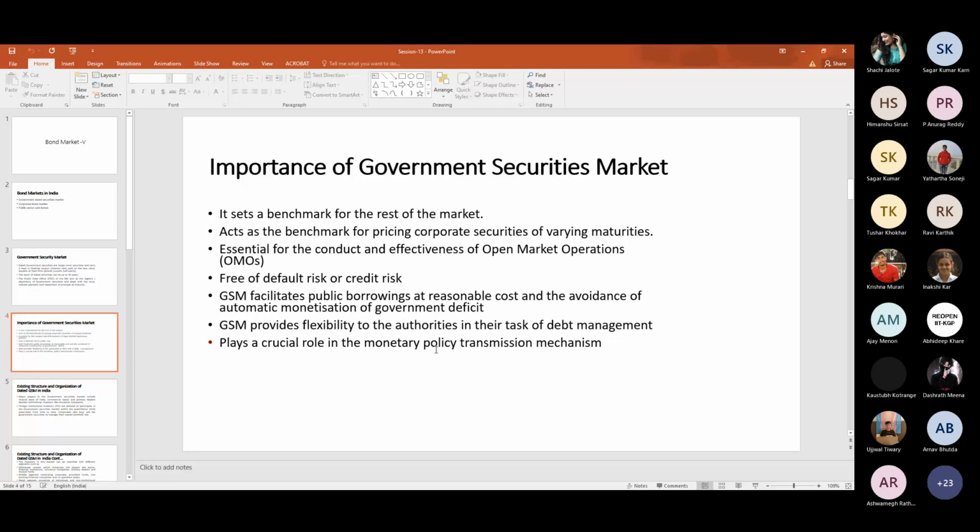So I already told you that this is a risk-free kind of asset. That's why we can say that it is free of default risk or credit risk, because it is backed by the government. The probability of failure of payment is relatively very low whenever we deal with the government securities market.